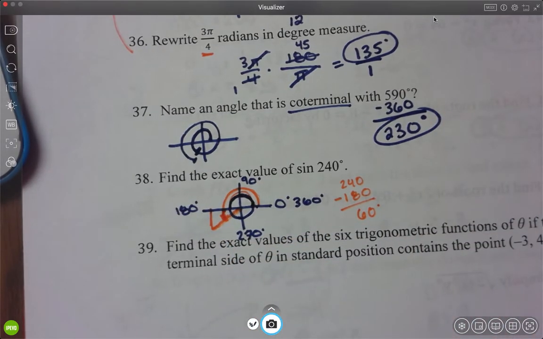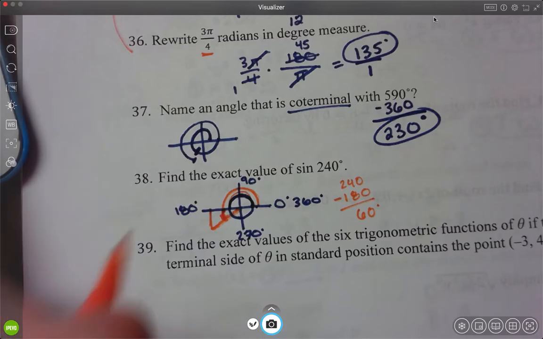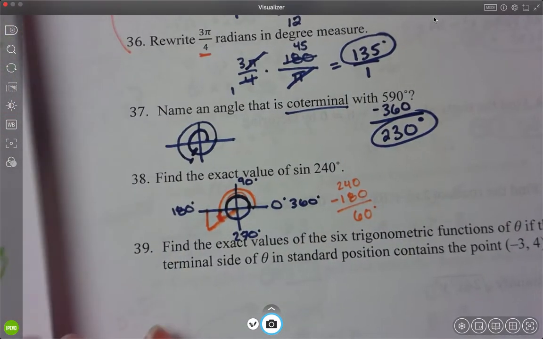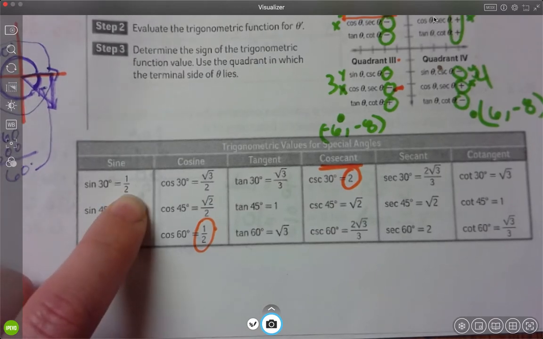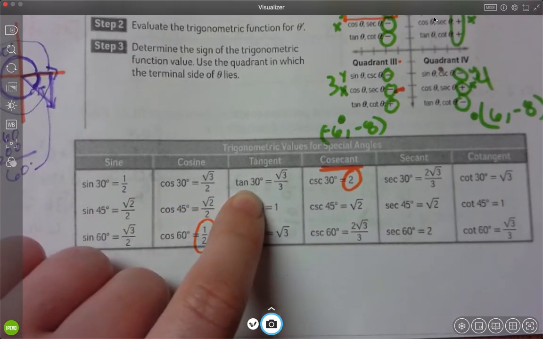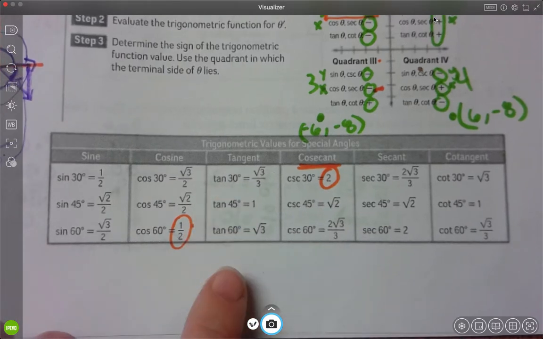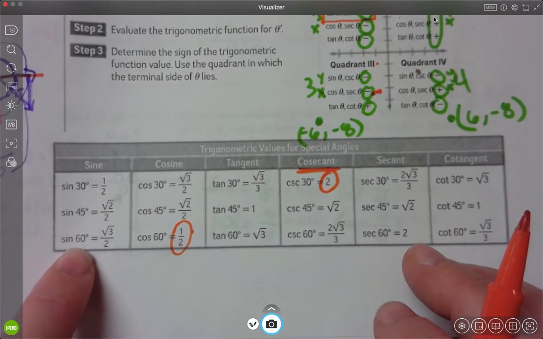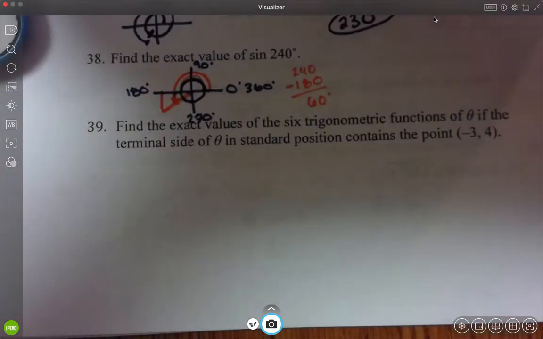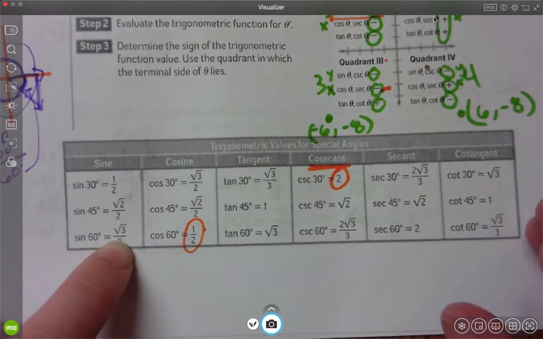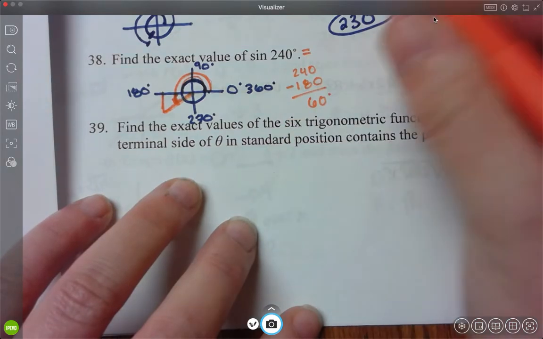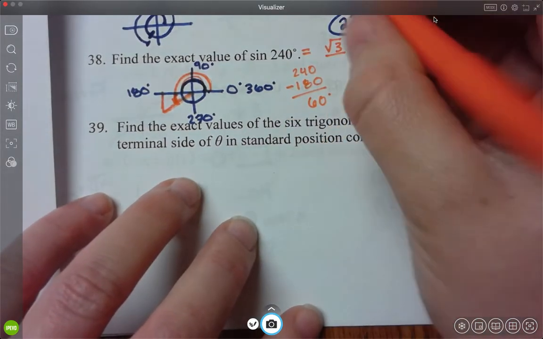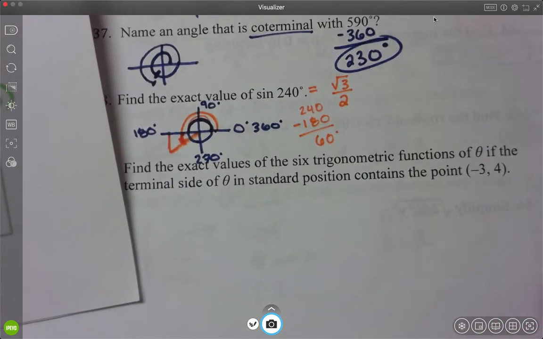Okay. And then we had a sheet. This is in section 9.3, I believe, that said this. If I'm trying to find sine of 30 degrees, it's 1/2. Cosine of 30 degrees, tangent of 30 degrees, I have all of those. But then if I go all the way down here, I have sine of 60 degrees. That's what we're trying to find. And that is the square root of 3 over 2. So sine of 240 will be the same as sine of 60 degrees. It's the square root of 3 over 2, except there's one more thing that goes with that.